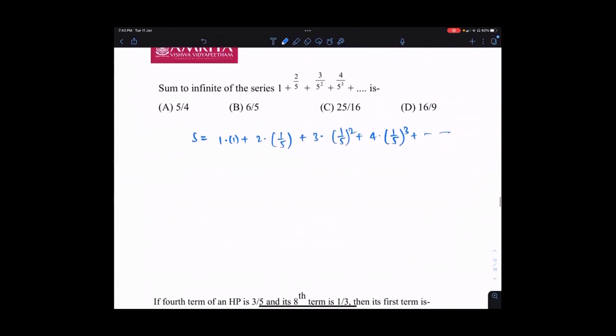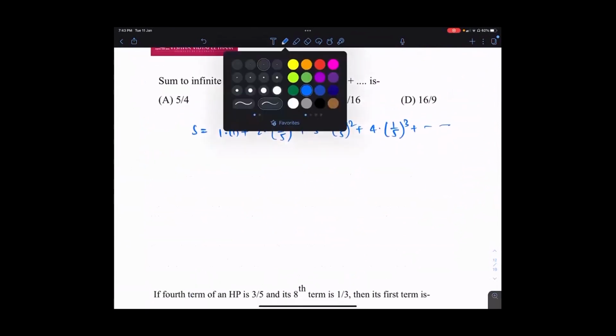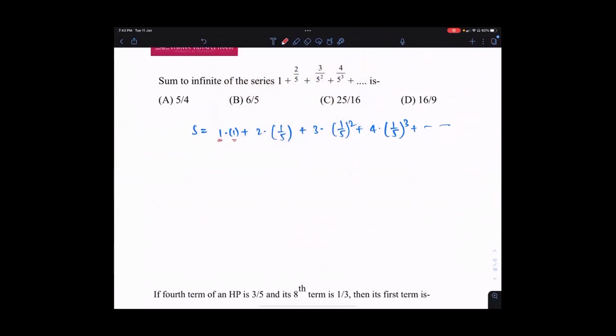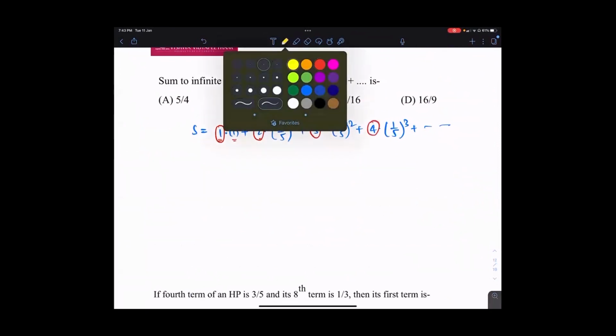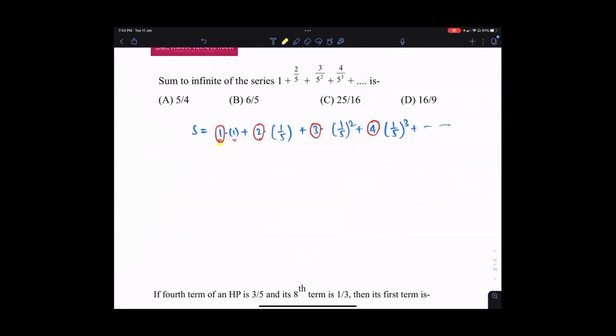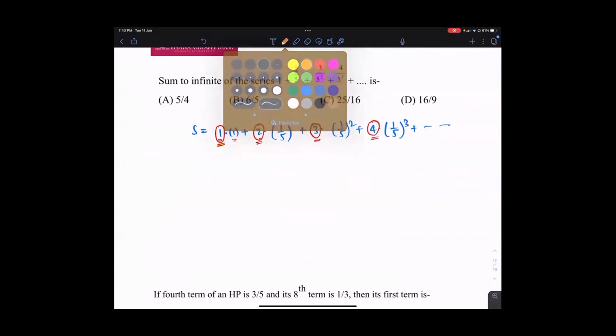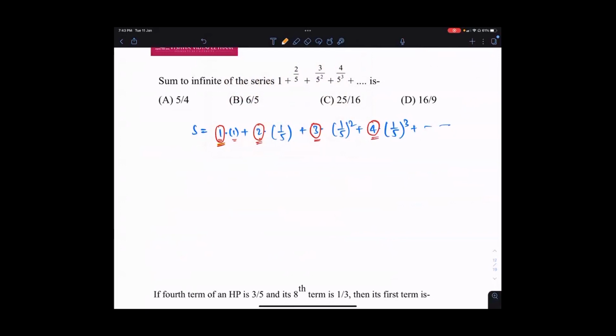So, coming to this question, you have two products of terms, na? One set of terms is in AP: 1, 2, 3, 4, like that. The other is in GP. Whenever you have this kind of situation, the first term need not be in AP. You will see some questions where the first terms are not in AP, but we still follow this method. If the series contains a GP, you write S first, then multiply by the common ratio of the GP, which is 1 by 5. So I'm writing S by 5.